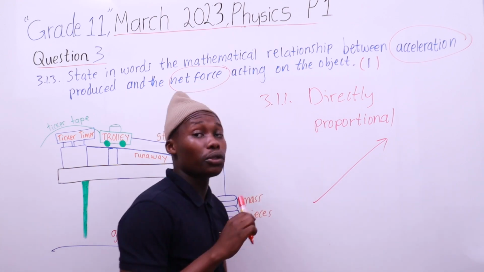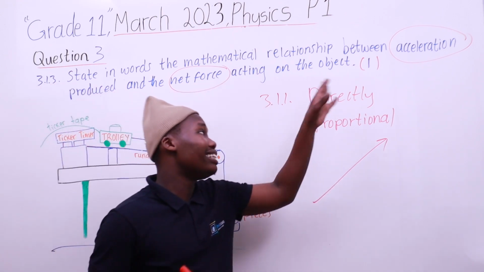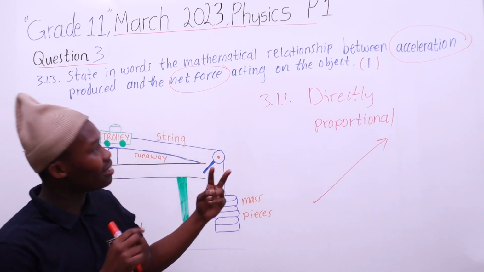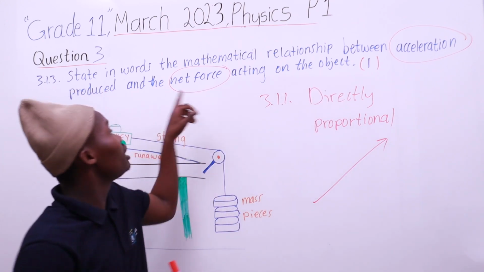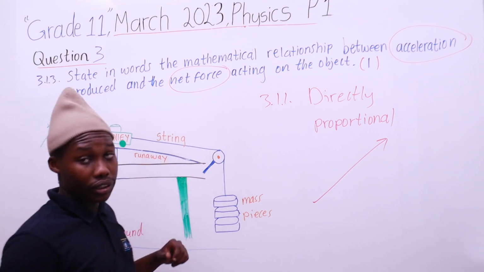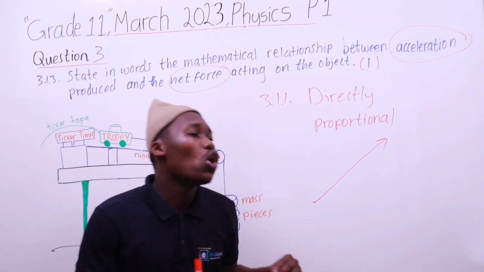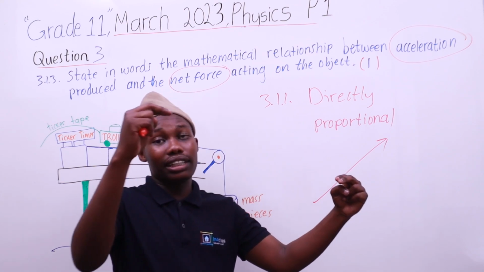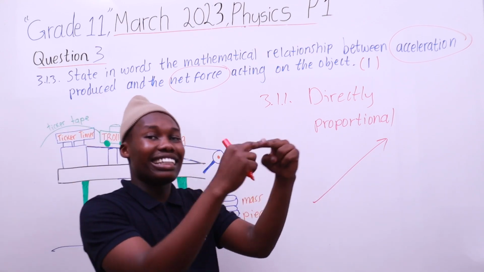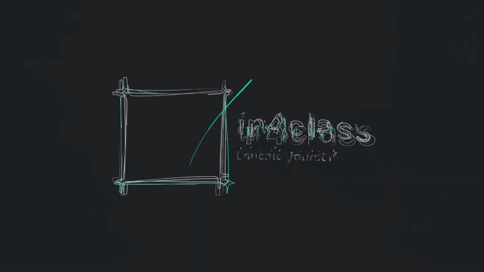That is inverse proportion. So here it is direct proportion, whereby two quantities, in this case the acceleration produced and the net force, when one increases the other will increase as well. They are directly proportional. So that is one mark, and we move on to the next question.